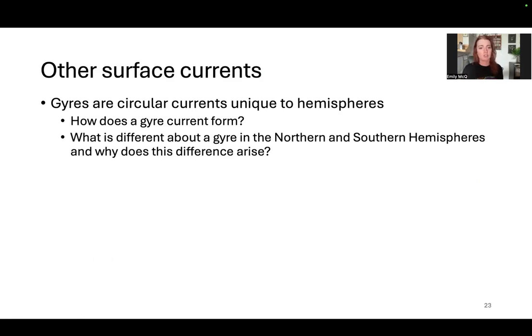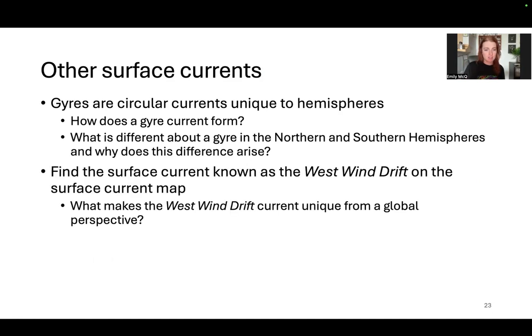So gyres are circular currents unique to the hemispheres and these bulges. How do they form? What is different about a gyre in northern and southern hemisphere?